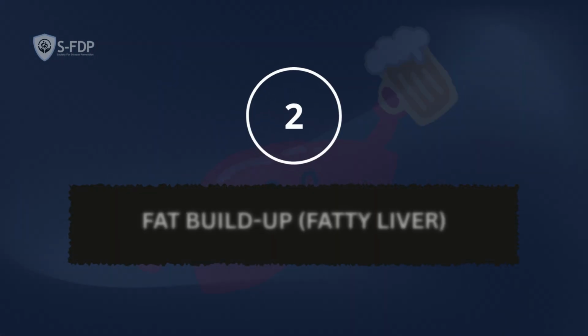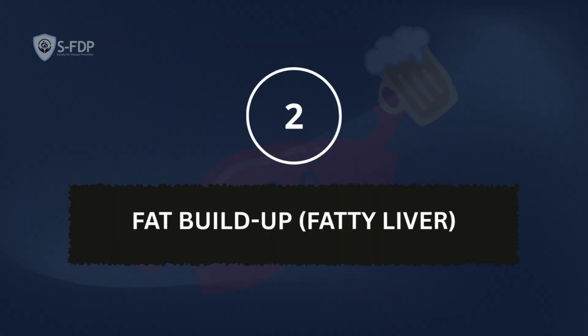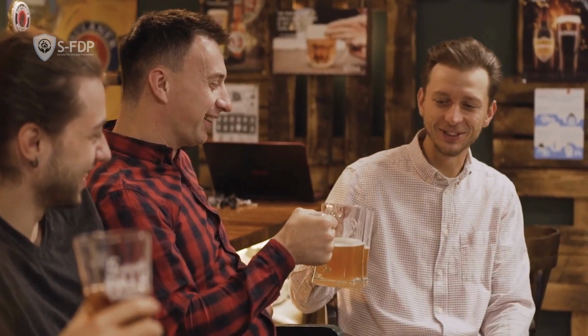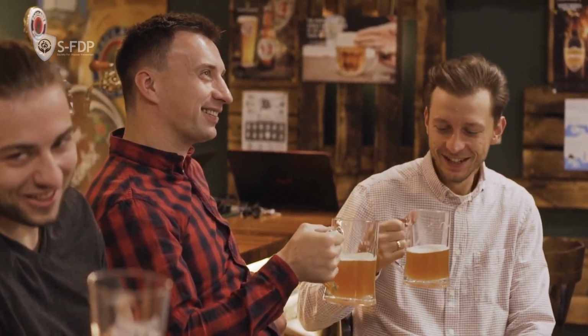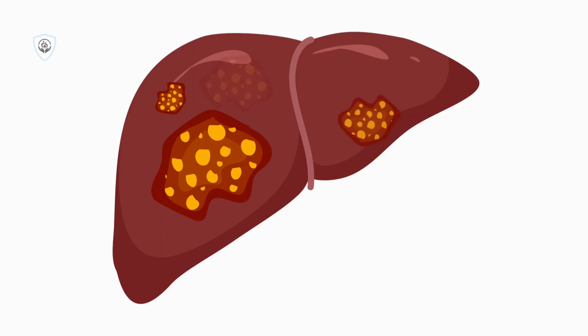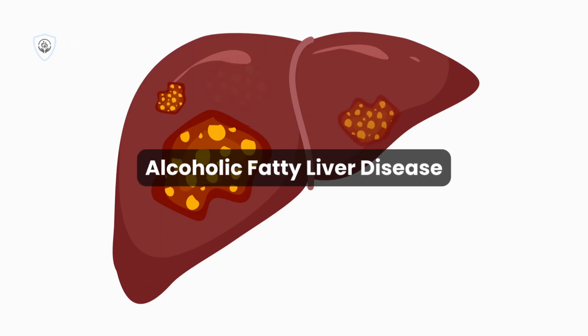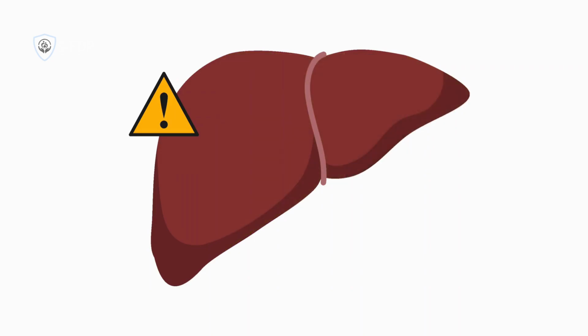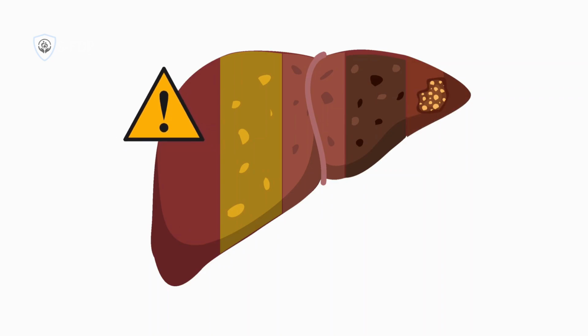Step 2. Fat buildup, fatty liver. Excess alcohol disrupts how the liver processes fats. This leads to fat accumulation inside liver cells. This condition is called alcoholic fatty liver disease. It's often silent with no symptoms, but it's the first warning sign.